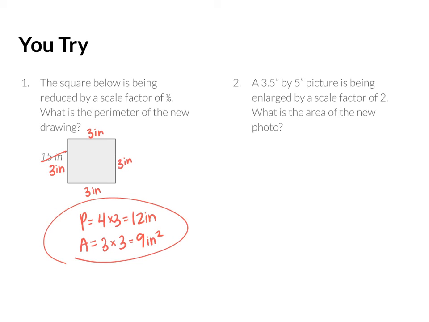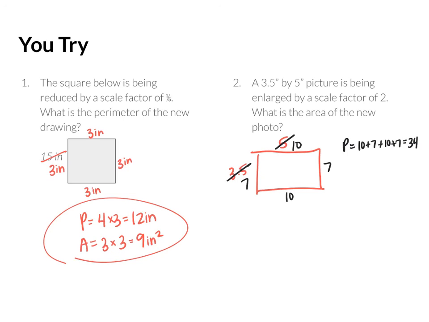For number 2, a 3.5 by 5 inch picture is being enlarged by a scale factor of 2. What is the area of the new photo? So if it's enlarged by a scale factor of 2, I multiply 5 by 2 to get 10, and 3.5 by 2 to get 7. That means the length and width of my other 2 sides are 10 and 7. My perimeter of the figure would be 10 and 7 and 10 and 7, giving me a perimeter of 34 inches. And then my area would be 10 multiplied by 7, or 70 square inches.